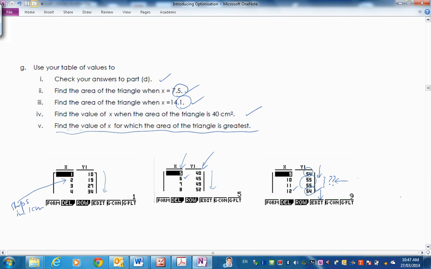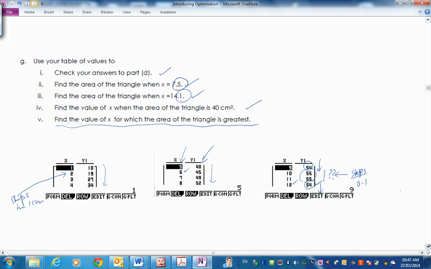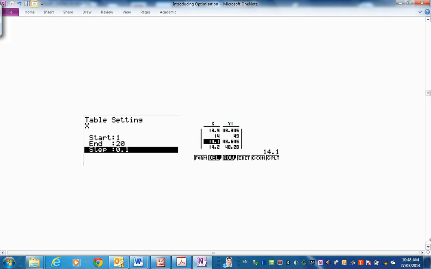We shouldn't guess. We've got to go back and correct the steps, go up in 0.1 or even less to get it more accurately perhaps. Okay, let's go and have a look at that. So here's the table setting. I'm going to change that to 0.1, and we can go up in 0.1s now and get more accurate designation of the areas here in between. So when x is 14.1, we can get that reading, and we can answer the question in more detail there.